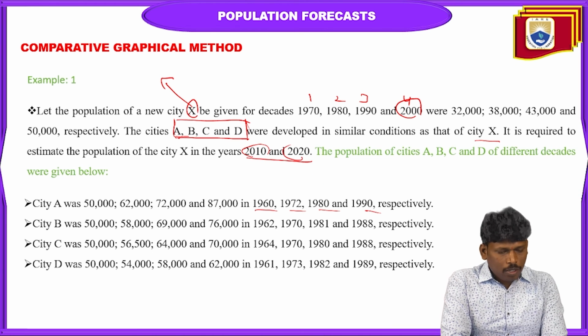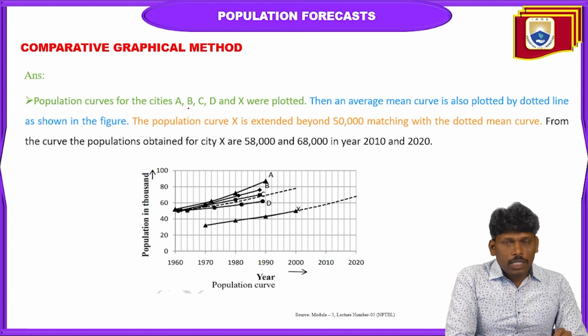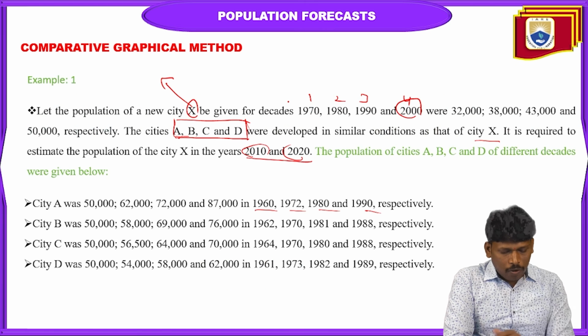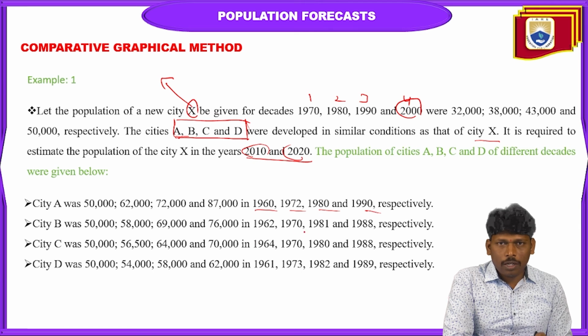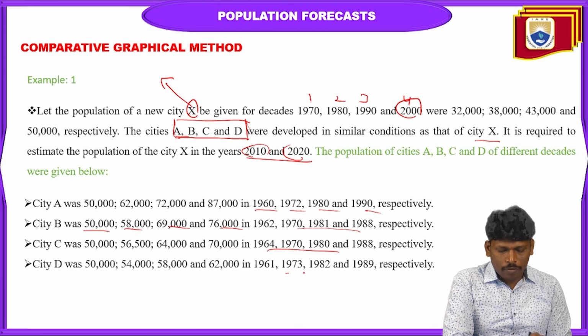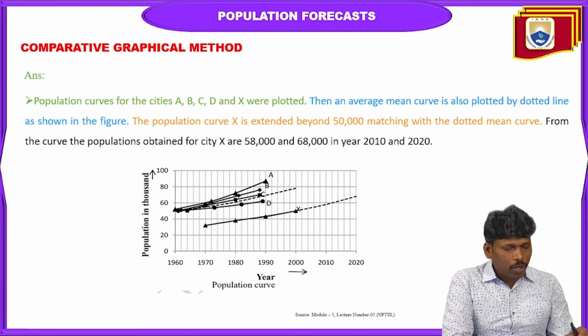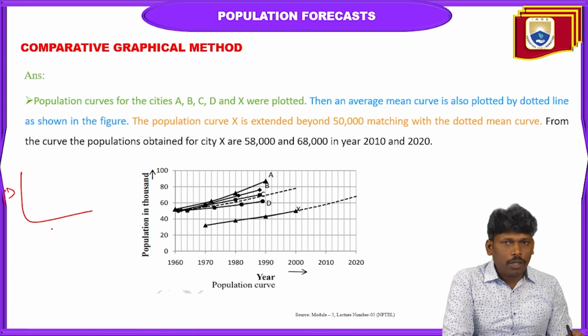You can see the population curves for the cities A, B, C, D and X were plotted first. This is because here we have complete data for 1960, 1972, 1980, 1990, and for a few others there are small differences in years, but we have the data with respect to these years. So we just need to plot the graph, drawing population versus time.